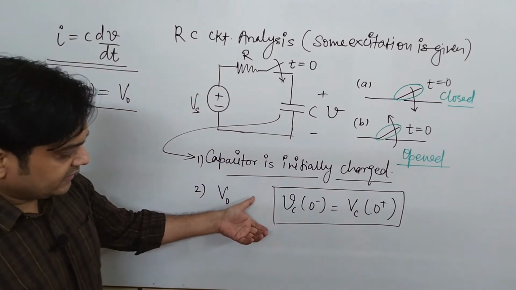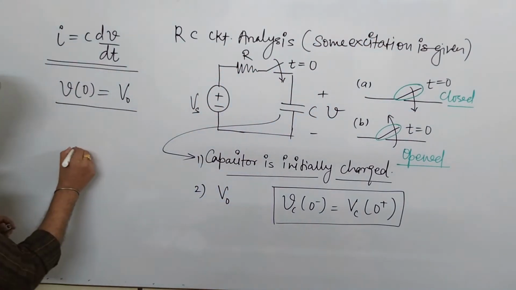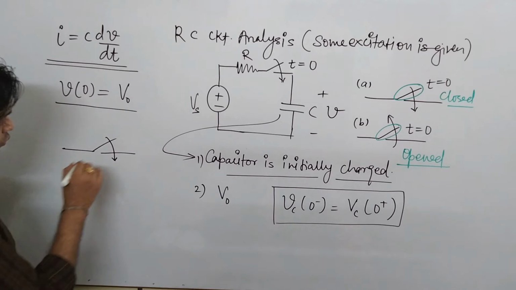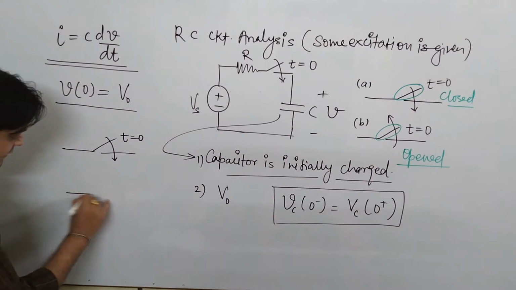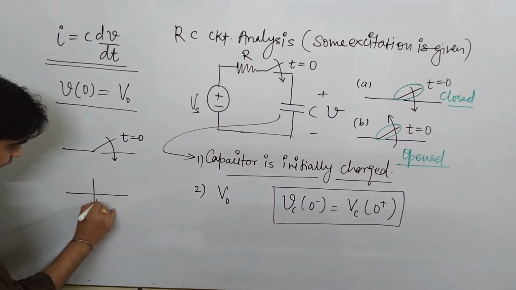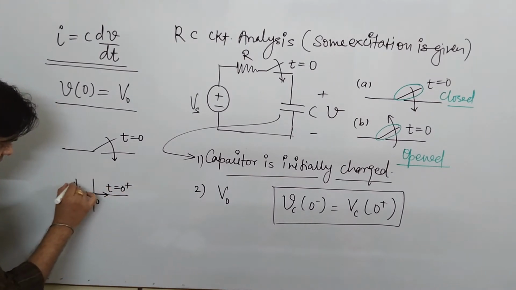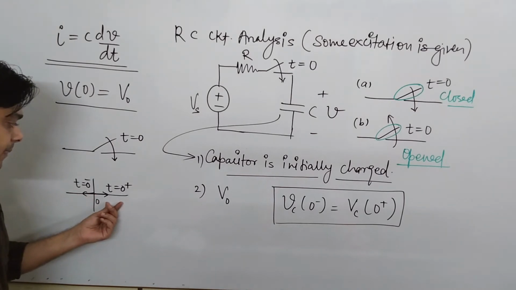Actually it represents the moment when the switch is just closed. This is your switch, and when this switch is just closed, that is at t equal to 0, there exists an instant t equal to 0 plus, and there exists an instant t equal to 0 minus. But we are saying that the voltage across the capacitor at t equal to 0 negative is always equal to the voltage at t equal to 0 positive.